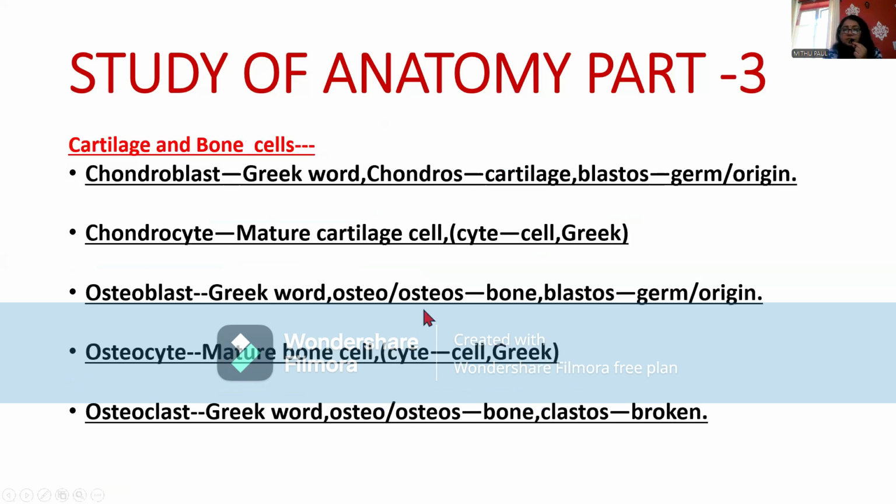Some of the very important terms regarding the skeletal system are these. This chondro word again came from the Greek word chondros, which means cartilage. And blastos means germ or origin. That means those cells giving origin to the cartilage are the chondroblasts. In the same way, osteon or osteo means bone. Here, blasts give origin to the bone cells. After maturing, cartilage cells are known as cytes.